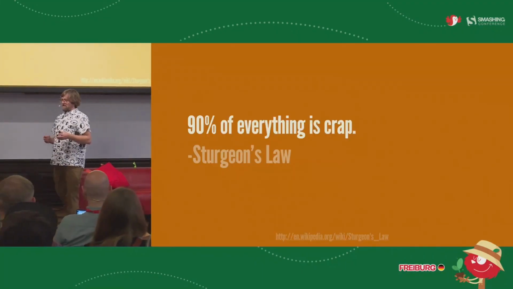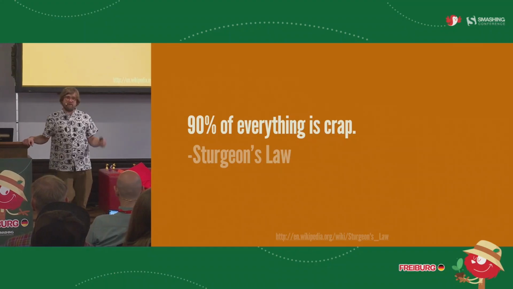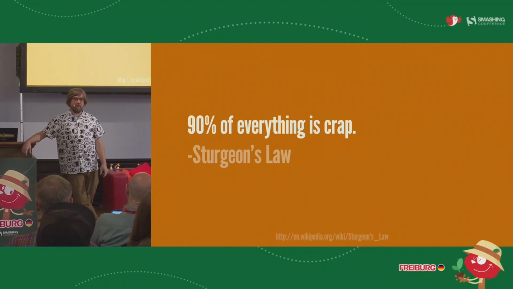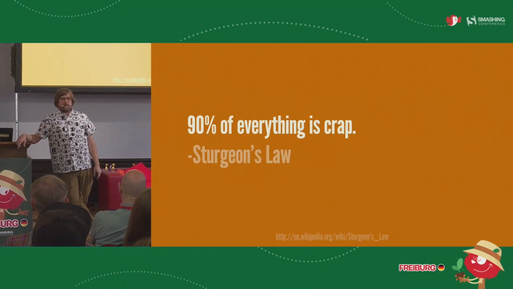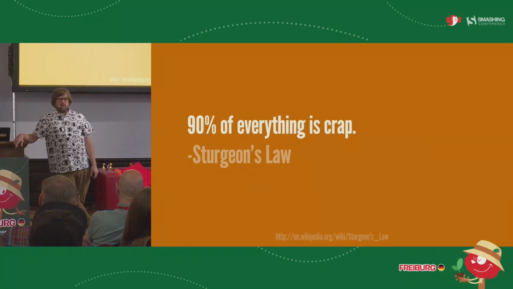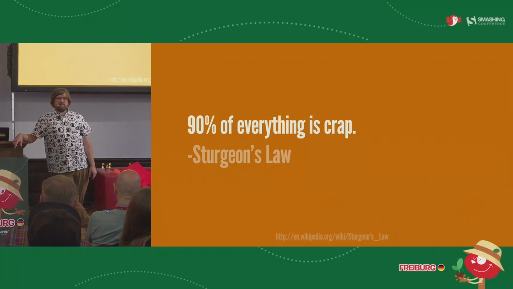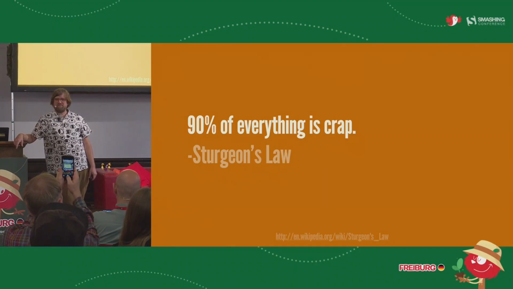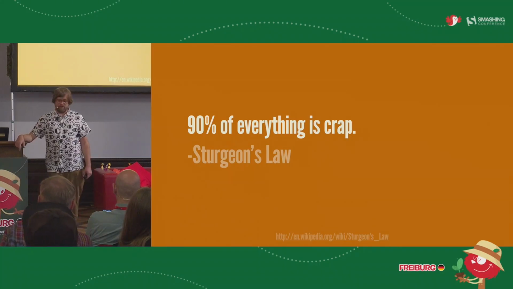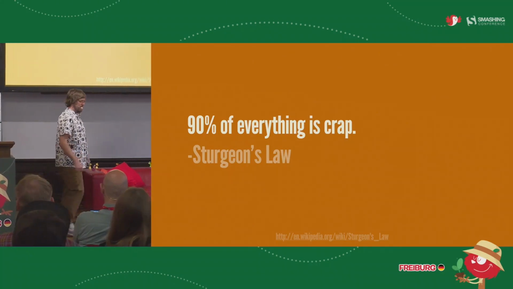So science fiction writer Theodore Sturgeon was once asked in an interview, why is 90% of science fiction writing crap? And he goes, well, when you think about it, 90% of everything is crap. And that became what's known as Sturgeon's law, right?